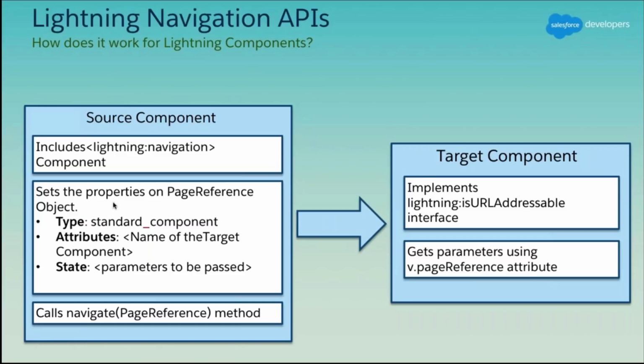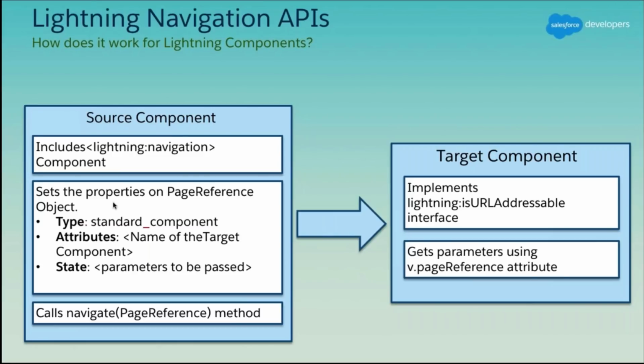In this example, you can see that I have mentioned it as standard underscore component, which means we are going to navigate to the custom component. And in the attribute, you are going to set the name of the component to which you want to navigate. And in the state, you can pass one or more parameters through which you can share information from your source component to the target component. Awesome. Okay. Once this page reference object is defined, you can invoke the method of Lightning Navigation API.